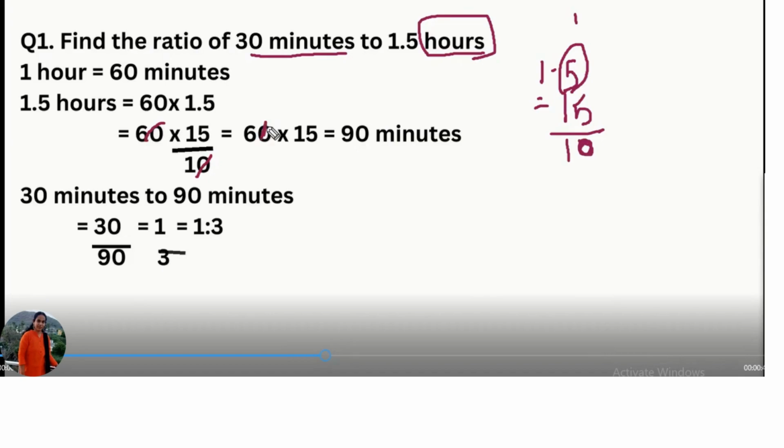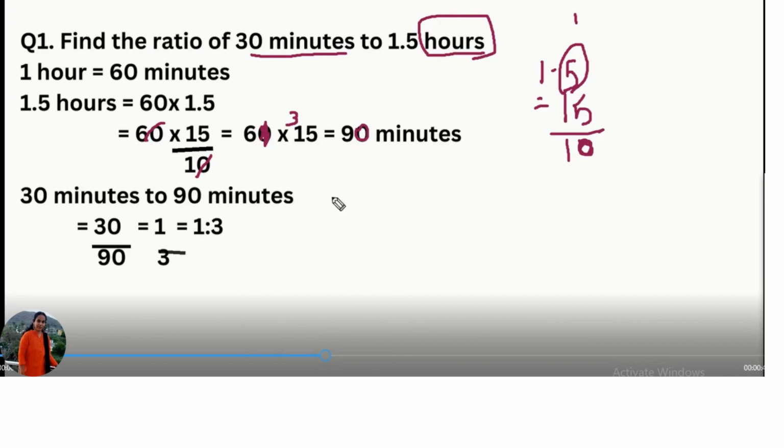So it is nothing but 6 into 15. So 6 into 15 is, 6 5s are 30. So 0. Balance will be 3. 6 into 1 is 6, 6 plus 3 is 9. So it is 90 minutes.